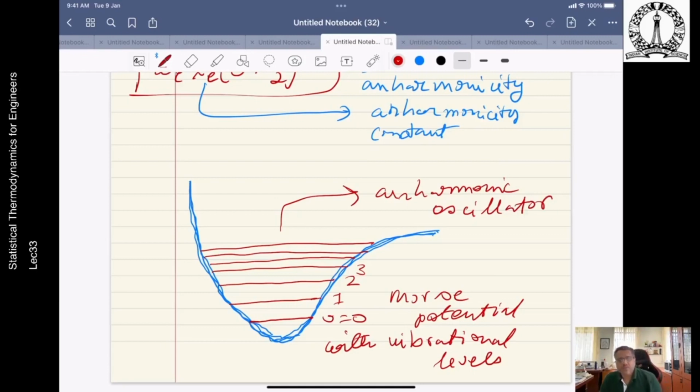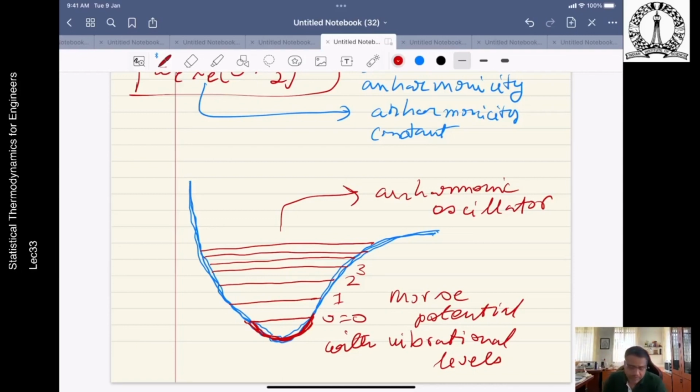So this is a sample example. The harmonic oscillator is of course a useful thing in this lower part of the Morse potential. So this is a useful approximation for lower vibrational numbers.